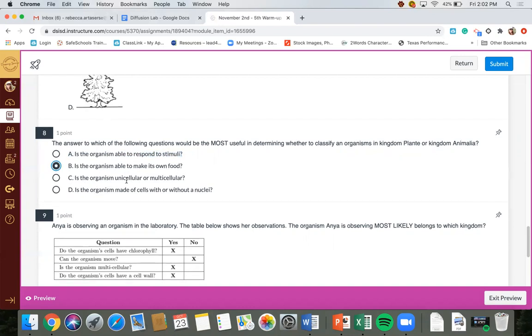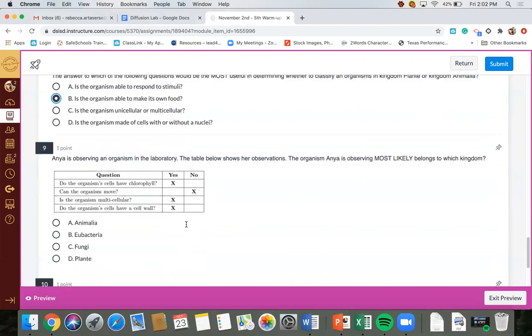C, is the organism unicellular or multicellular? Well, in kingdom Plantae, I know my plants are multicellular, and in kingdom Animalia, again, I know my animals are multicellular. So it's not going to be C. And D, is the organism made with cells with or without a nuclei? This is talking about our prokaryotic cells and our eukaryotic cells. Both kingdom Plantae and kingdom Animalia fall under domain Eukarya, meaning they both have eukaryotic cells, which means they both have a nuclei. So it's not D. The correct answer is B.